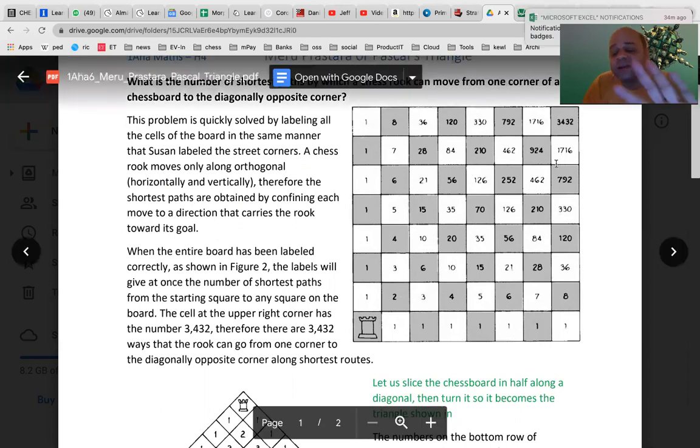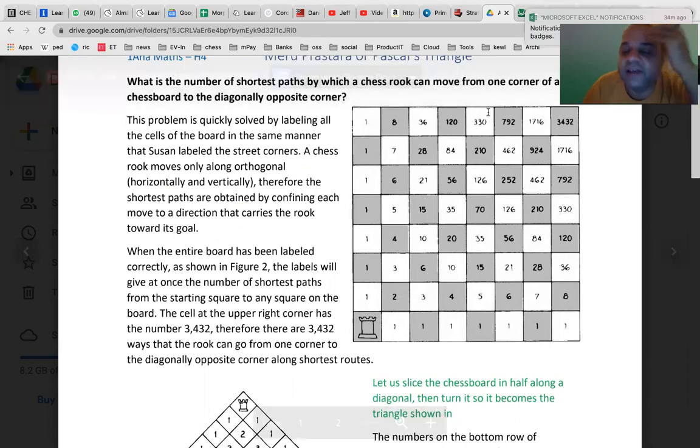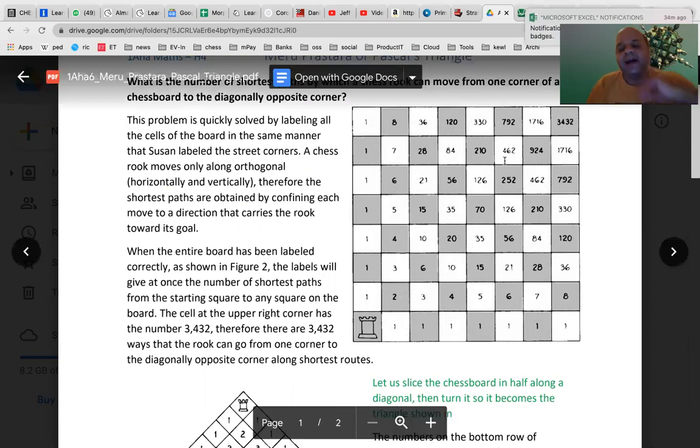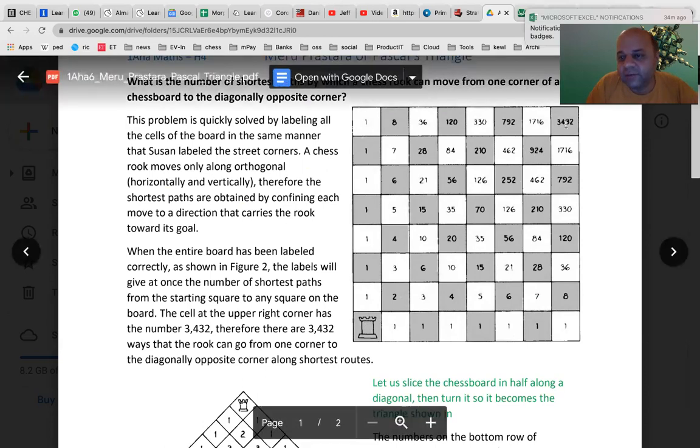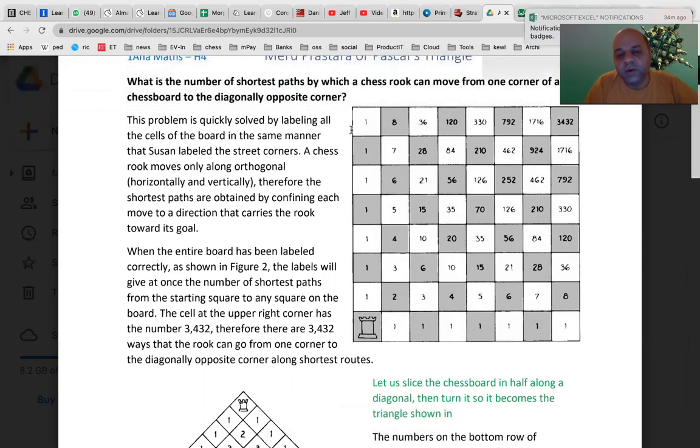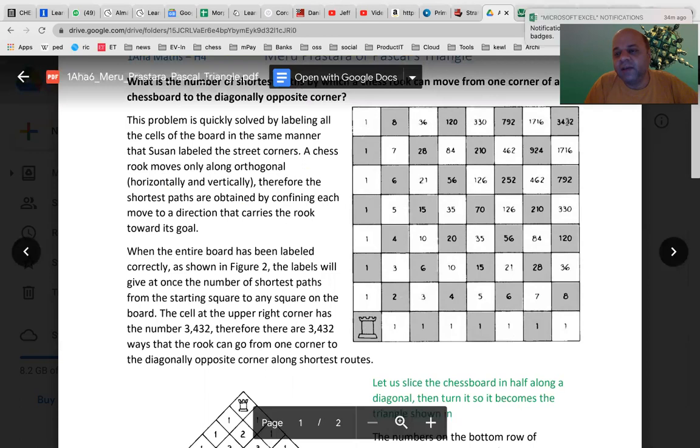So what is the shortest length? Shortest length, you can find in a very simple way for the rook. There are 924 ways or 3,432 different ways you can reach this destination using the shortest path. But what is the length of the shortest path? You simply count here. From here to here will be 7, and from here to here will be 14. But, 7, right? So can we find out the way to reach with the least moves?